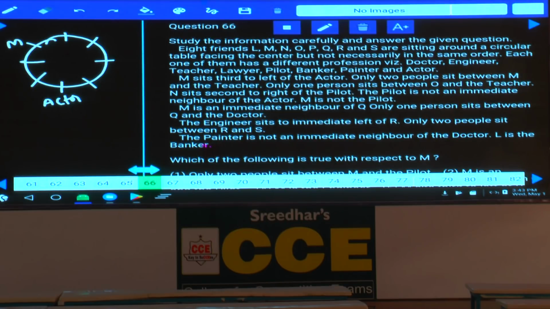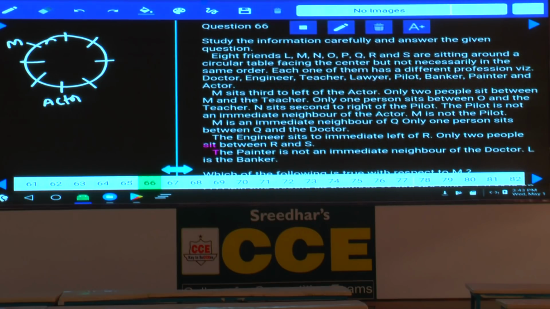And only two people sit between M and the teacher. Only two people sit between M and the teacher, hence the teacher must be at this place. Done with this? Only two people between M and the teacher. And only one person between O and the teacher. Now between O and the teacher, how many persons are there? There must be exactly one.